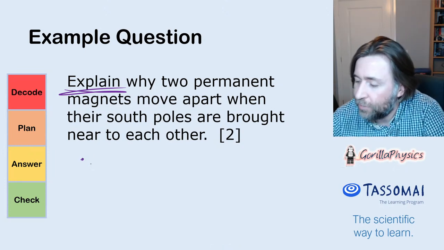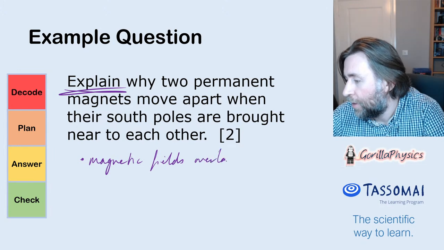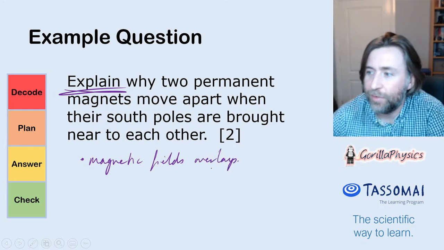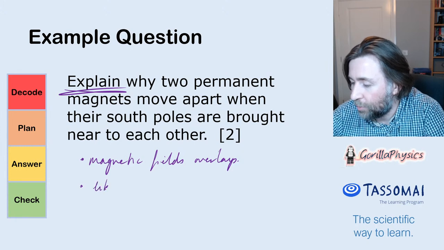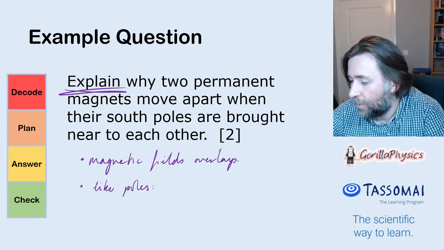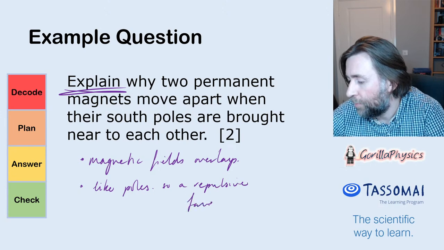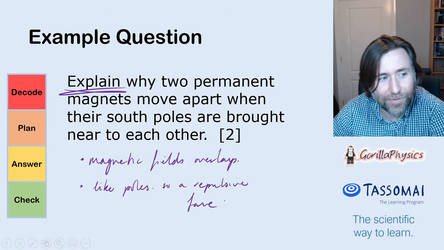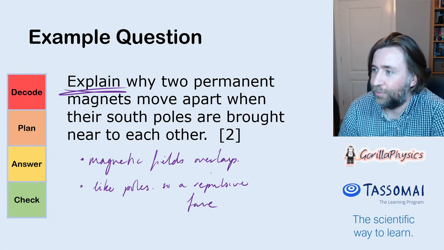They both have magnetic fields, and the magnetic fields overlap. Now, importantly, because they have the same direction, you get a repulsion. They are like poles. They're the same poles, so a repulsive force. They repel is another way of saying the same thing. So first mark for getting the magnetic fields, second mark for getting the repel.